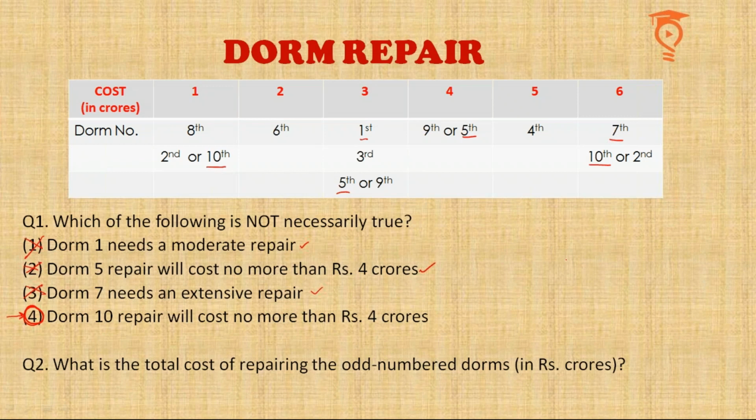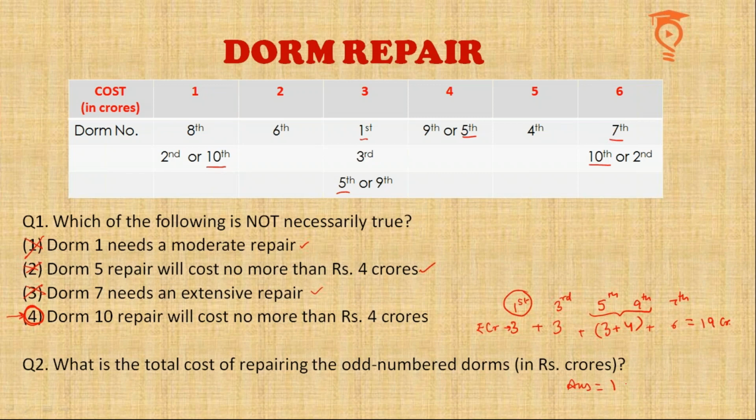Okay, second question, what is the total cost of repairing the odd numbered DOMs? Odd numbered DOMs are first, third, fifth, and I'm going to write ninth here only, seventh. So first we are sure it needs 3 crore rupees, and third needs a 3 crore rupee repair. Fifth and ninth we are confused, but we know that one of them is 3 and one of them is 4, and 7 we are sure about, 6. So the answer is 19 crores. 19 crores of rupees is needed for repairing all the odd numbered DOMs.